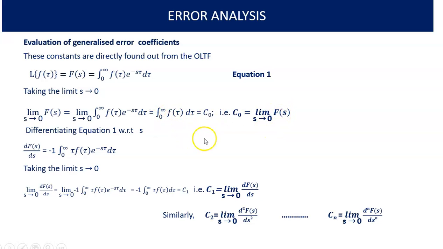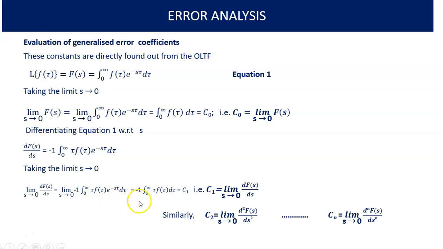F(s) is equal to 1 divided by 1 plus G(s)H(s). Now differentiate this expression with respect to s. So dF(s) divided by ds is equal to minus 1 integral with the limit 0 to infinity, tau is here, f(tau) e raised to minus s tau d tau. Now take the limit as s tends to 0. Limit s tends to 0, dF(s) divided by ds is equal to limit s tends to 0 of integral minus 1 is there, 0 to infinity tau f(tau) e raised to minus s tau d tau.